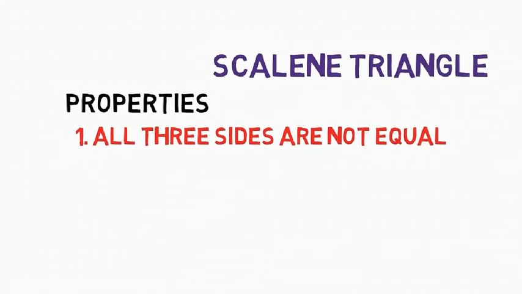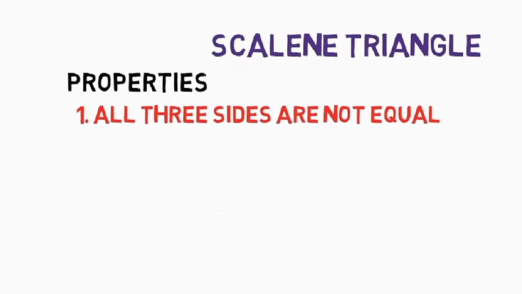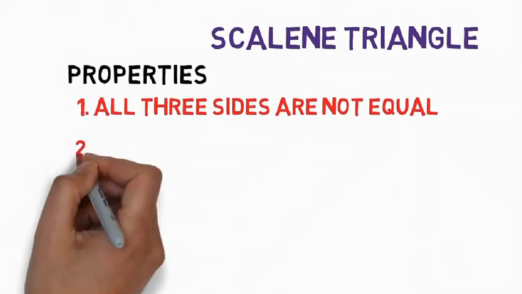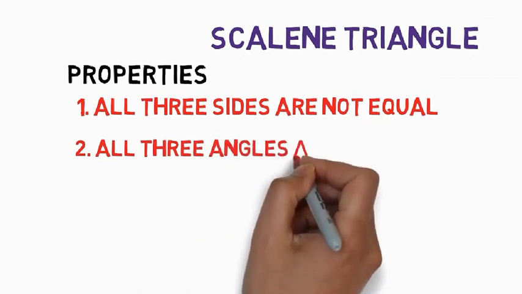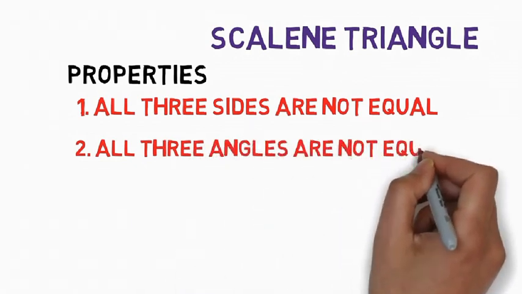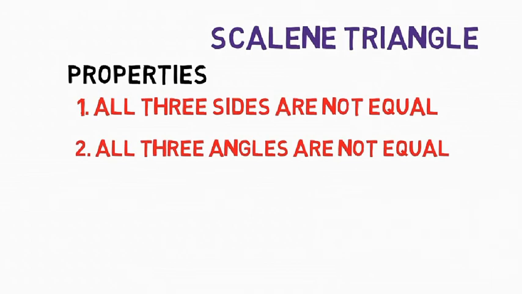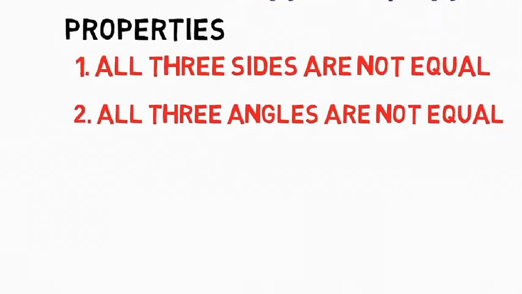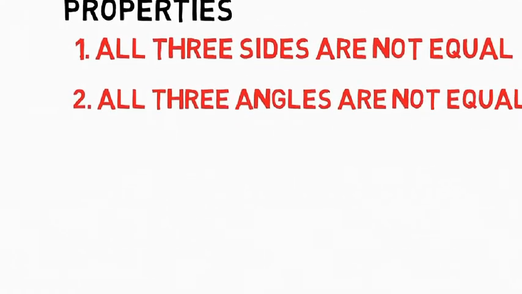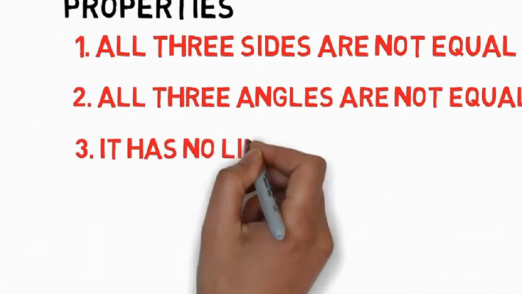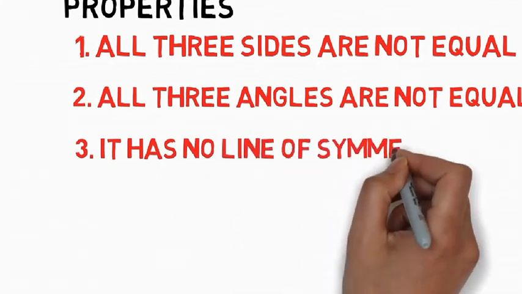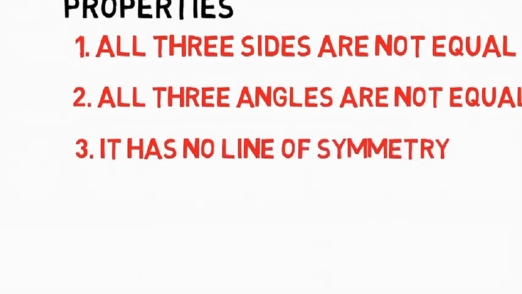Remember, from equilateral down to isosceles, only scalene triangle has no sides equal. So it means none of its angles are equal as well. Now, can I divide a scalene triangle? No. It has no line of symmetry because none of the sides are equal. It has no line of symmetry.